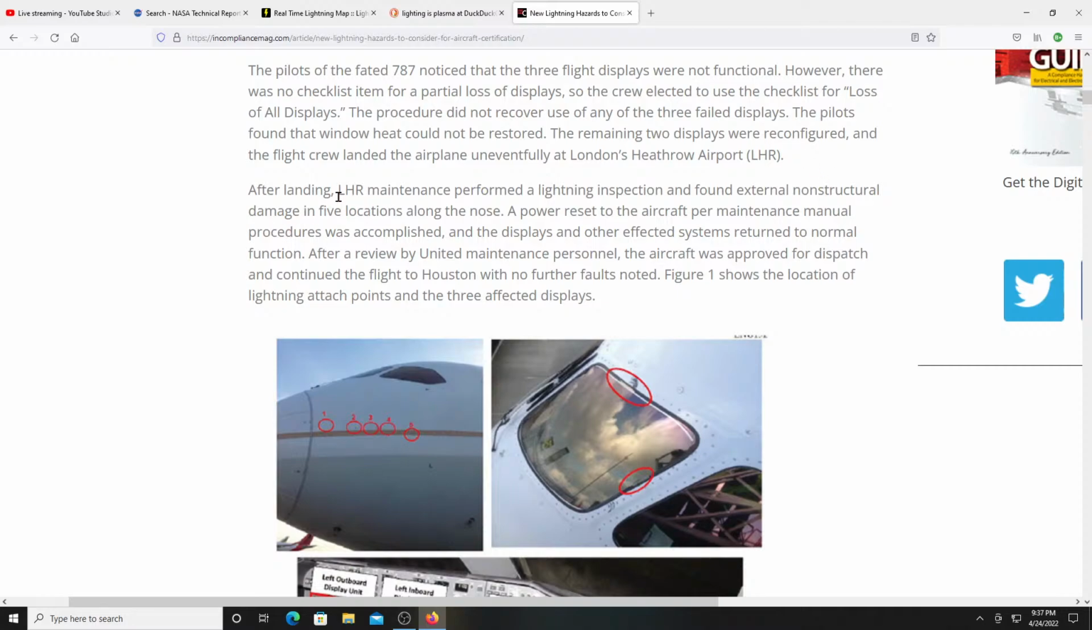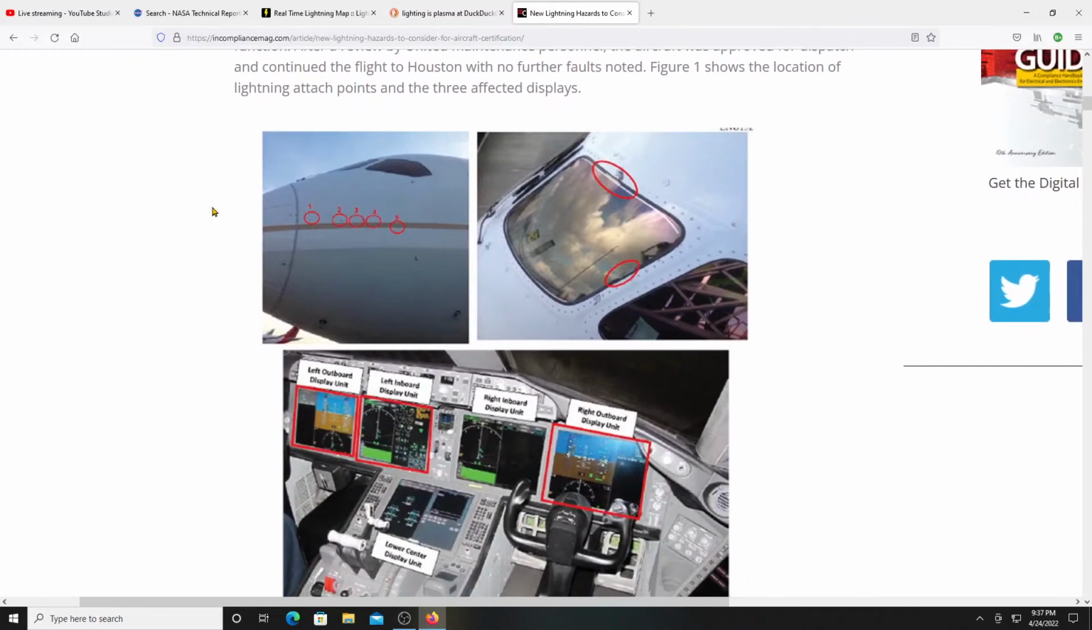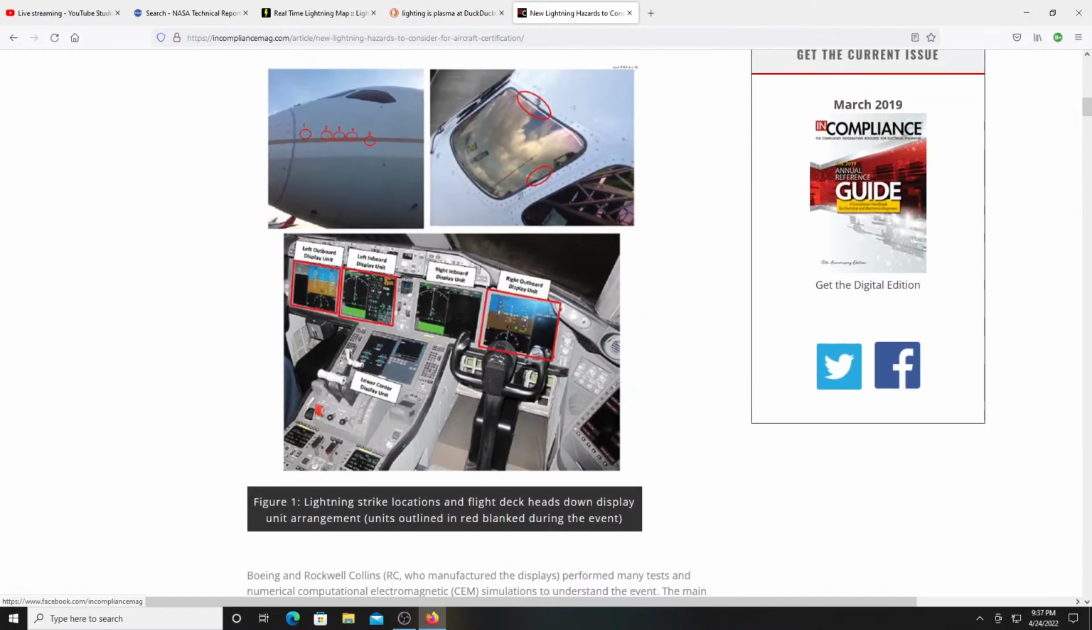After landing, LHR maintenance performed a lightning inspection and found external non-structural damage in 5 locations along the nose of the plane. A power reset to the aircraft per maintenance manual procedures was accomplished, and the displays and other affected systems returned to normal. After a review by United maintenance personnel, the aircraft was approved for dispatch. So they had got struck by lightning, with strike locations on that airplane.